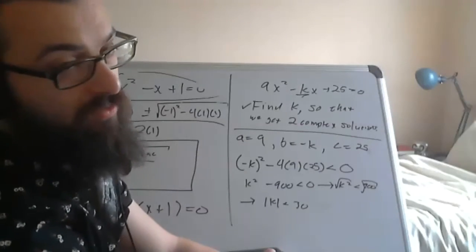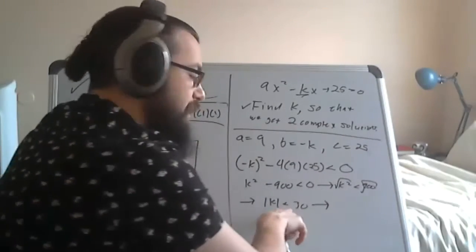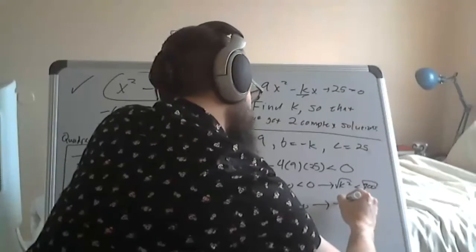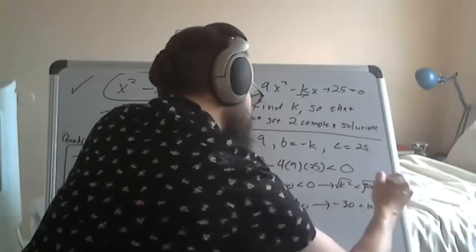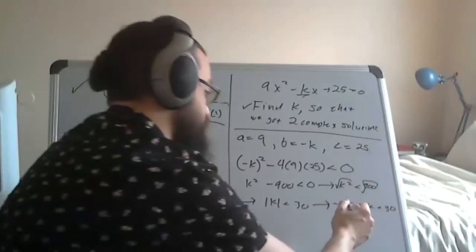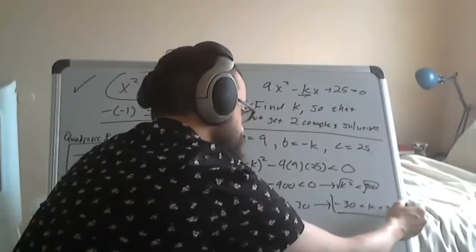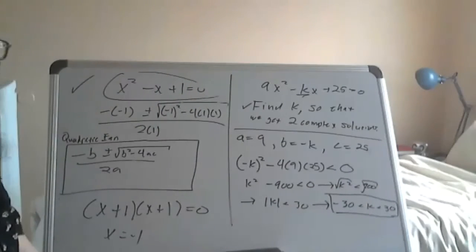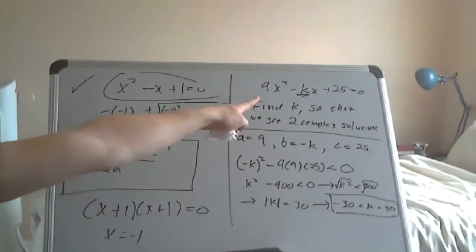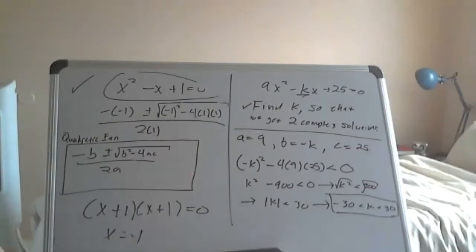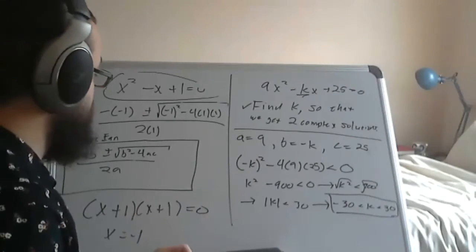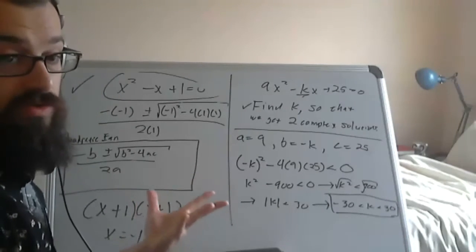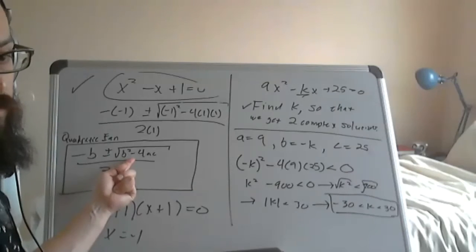And of course, as we know from inequalities before, when I say the absolute value of k is less than 30, that means that k is sandwiched between negative 30 and 30. And that is all the values of k in this problem that would give us complex solutions when we solve this quadratic equation. This is the general idea. Long story short, you need to know that the discriminant equals b squared minus 4ac.